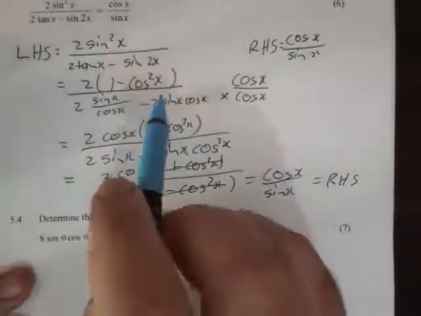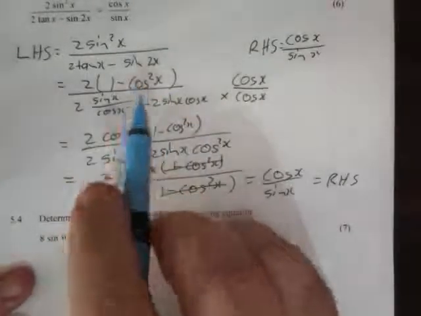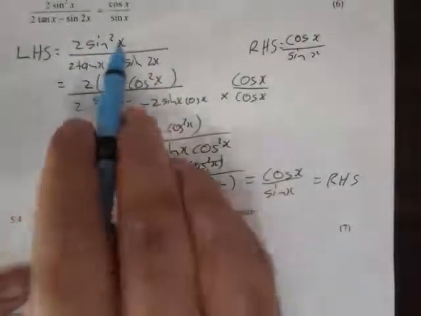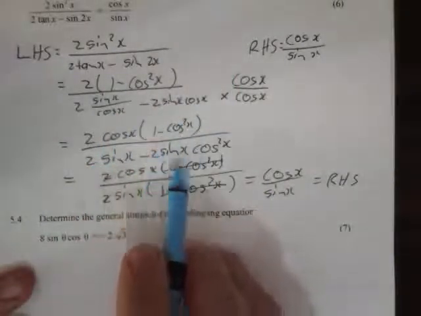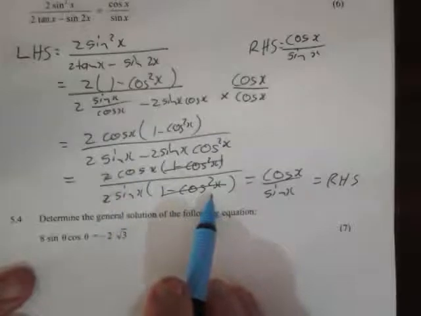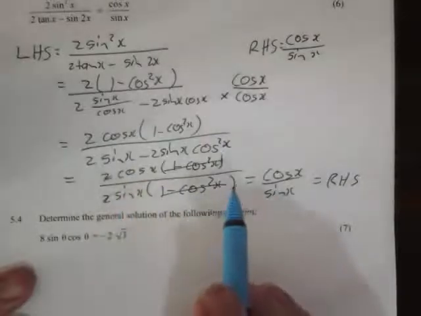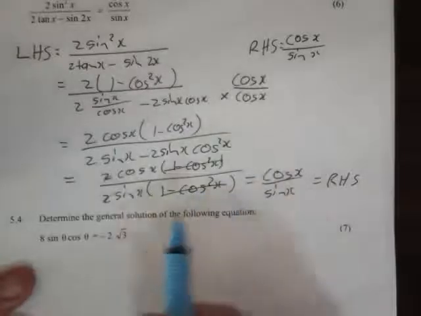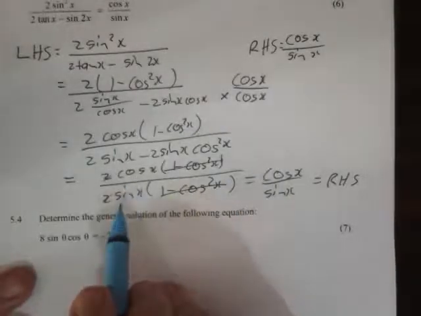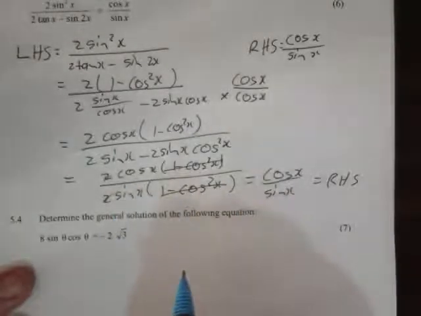We could have done it slightly differently as well, where we leave the sin squared and then we change this 1 minus cos squared to a sin squared. That will work as well. So any method, as long as you get to cos x over sin x.